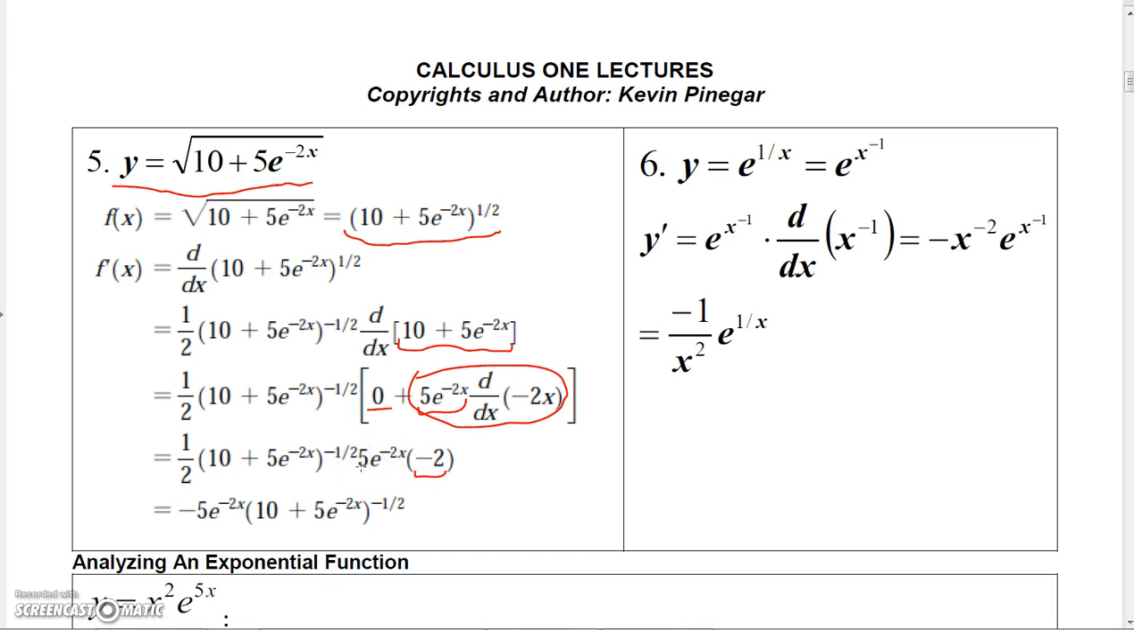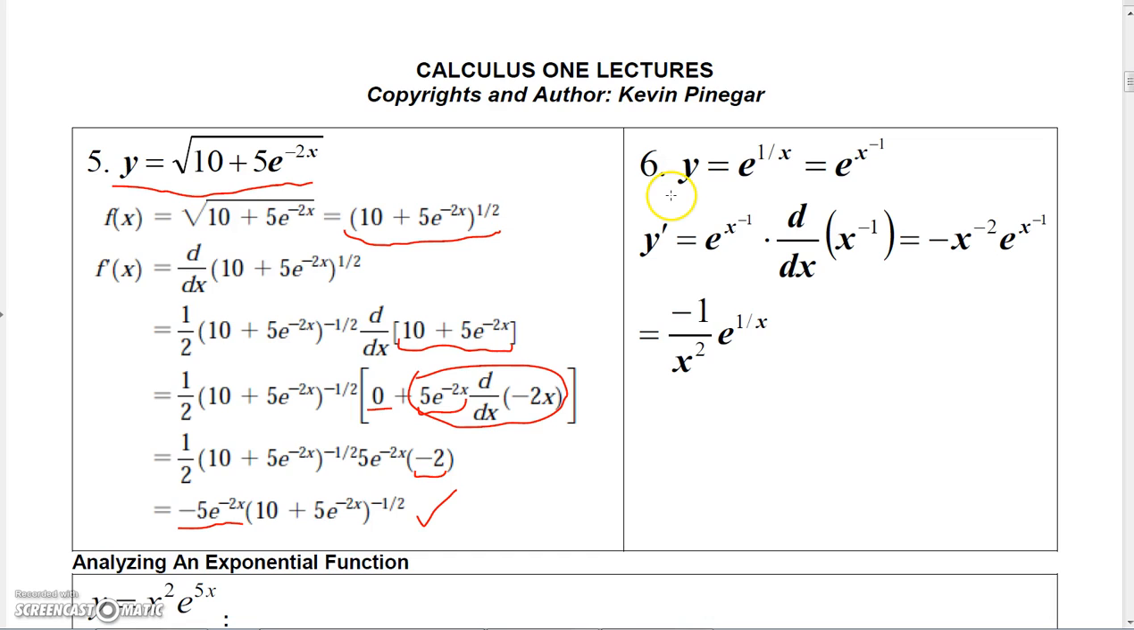And so I'm going to pull the 5e to the negative 2x over here to the front. And the negative 1, of course, comes from 1/2 times negative 2, and then the 5e to the negative 2x goes here. Now you could take this a little further and eliminate negative exponents. I didn't do that here, but certainly you know how to do that.